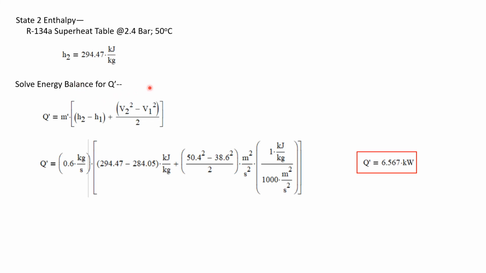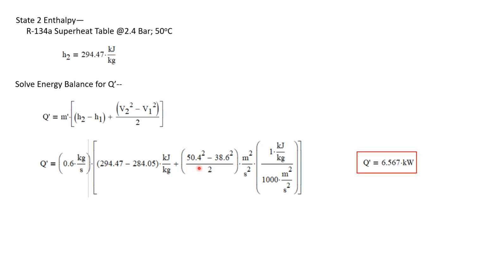Now we can solve our energy balance for the rate of heat transfer. And we've already reduced it to this equation involving the mass flow rate, the enthalpy values, and the velocities at the inlet and the exit. We have all of those values. We have the mass flow rate at 0.6 kilograms per second. We just pulled these two enthalpy values out of the table. And prior to that, we calculated these two velocities.